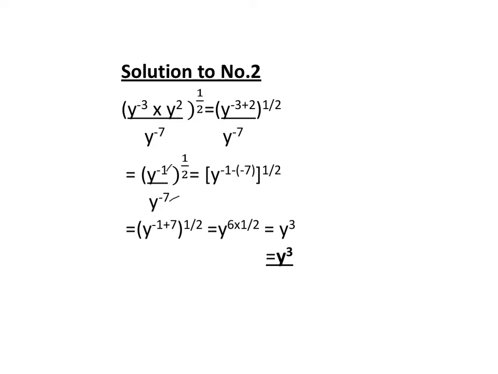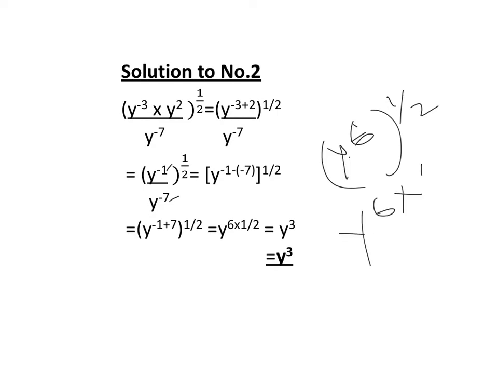All in brackets, raised to power 1 over 2. So you have y raised to power minus 1 plus 7, which is equal to 6. So you have y raised to power 6 times 1 over 2. Product of indices: y raised to power 6, raised to power 1 over 2, is equal to y raised to power 6 times 1 over 2. So the final answer is y raised to power 3.